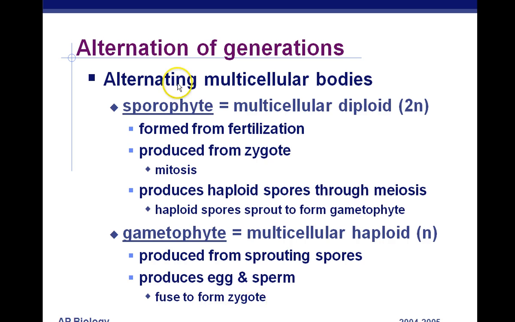Repeat after me. The sporophyte makes spores. The gametophyte makes gametes. Don't get that confused. The gametophyte doesn't come from gametes, it makes the gametes. So you might want to underline that. Produces egg and sperm, makes the gametes. Sporophyte makes the spores.